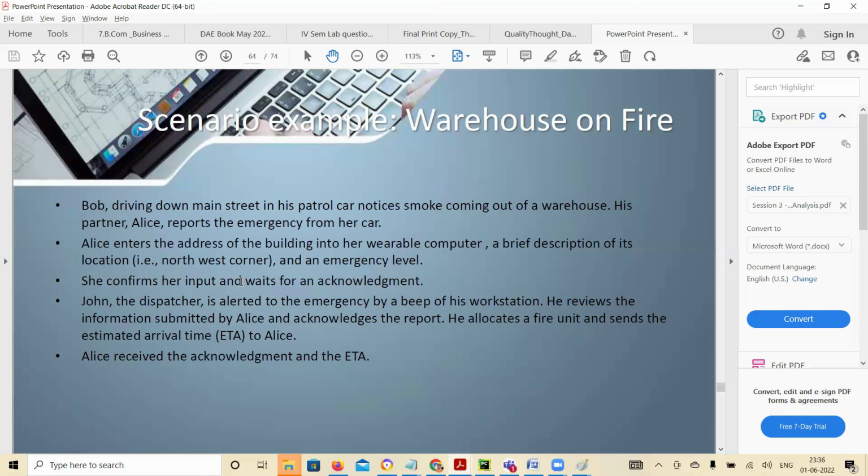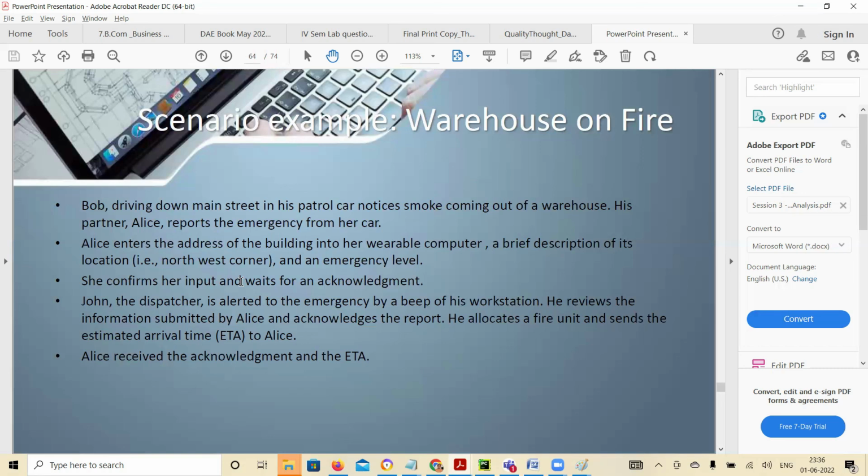Okay, so Bob is driving down the main street. How many actors are here? Three. Okay, three or two? Three. Bob is driving, and Alice is the one who's handling the requirements. Correct. Then there's a communication that happens between Alice and John, and finally John dispatches a team to fight the fire. So this is an example of one single scenario of reporting a fire.